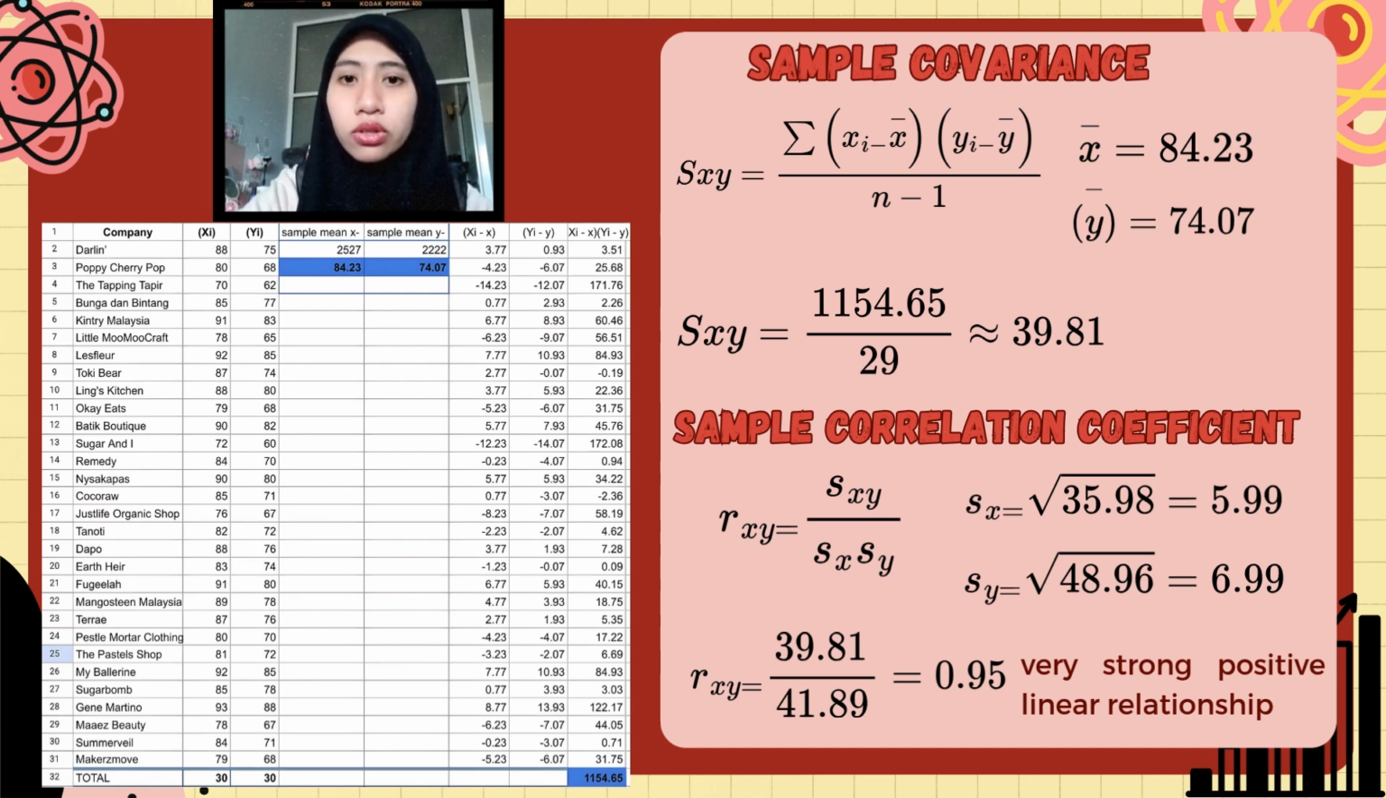This positive value shows that when satisfaction increases, retention also tends to increase. Then, we need to find the standard deviation for both variables, which is 5.99 for satisfaction and 6.99 for retention. Then, the sample covariance divided by the product of both standard deviations equals 0.95. This value shows a very strong positive correlation.